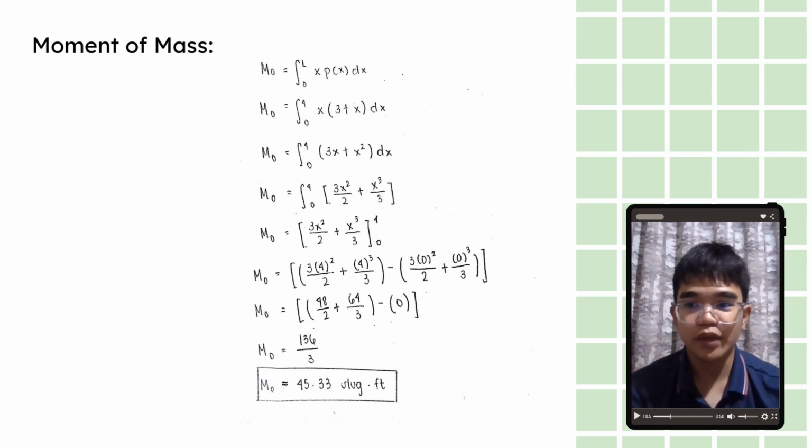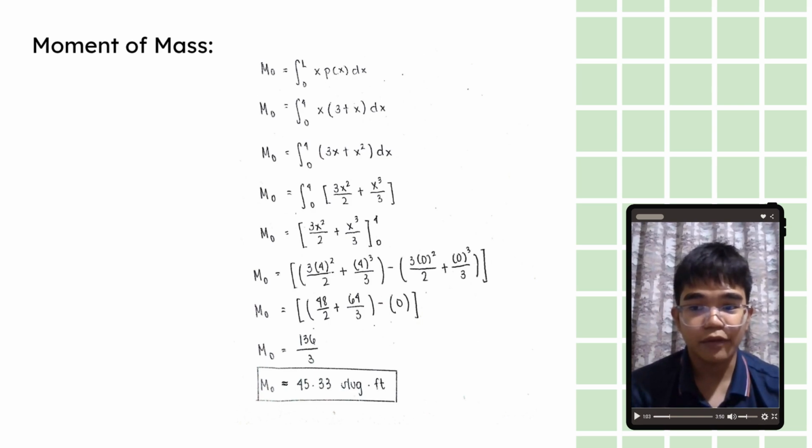M sub 0 equals the integral from 0 to L of x times p of x dx. Since the interval is 0 to 4 and p of x is 3 plus x, we now have m sub 0 is equal to the integral from 0 to 4 of x times 3 plus x dx. We calculate first x times 3 plus x, then we find the antiderivative of the function. Now we have m sub 0 is equal to the integral from 0 to 4 of 3x plus x squared dx. We find the antiderivative of the function using constant rule and power rule. That would give us 3x squared over 2 plus x cubed over 3.